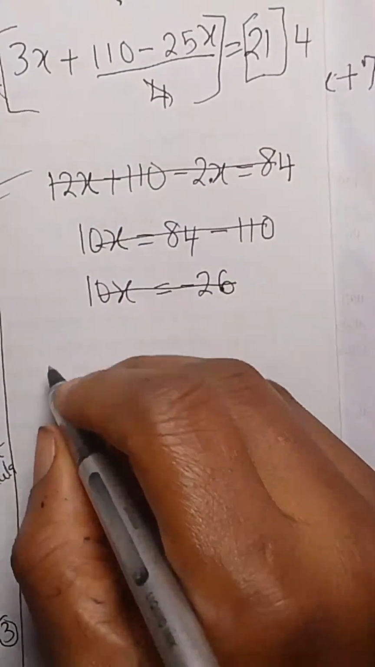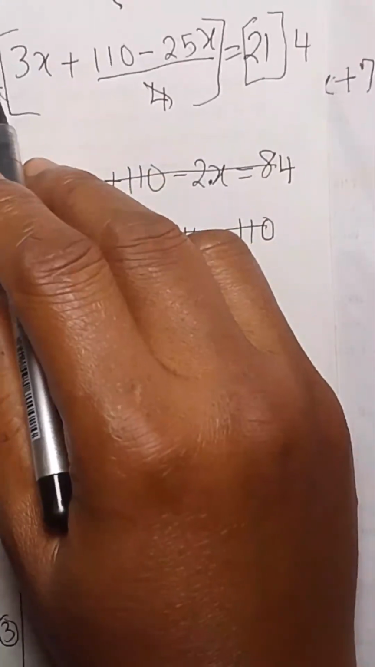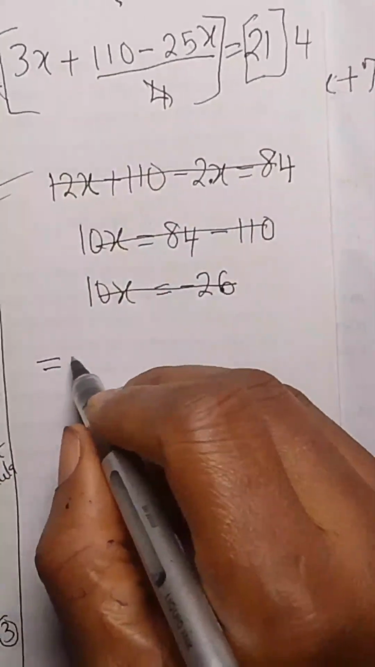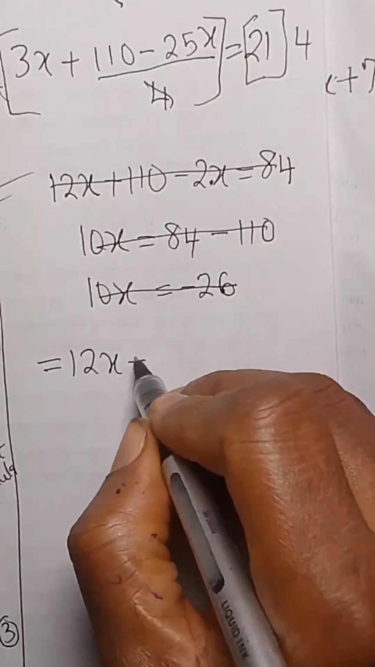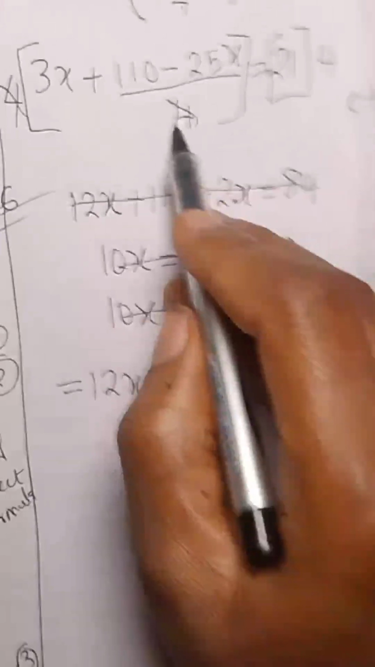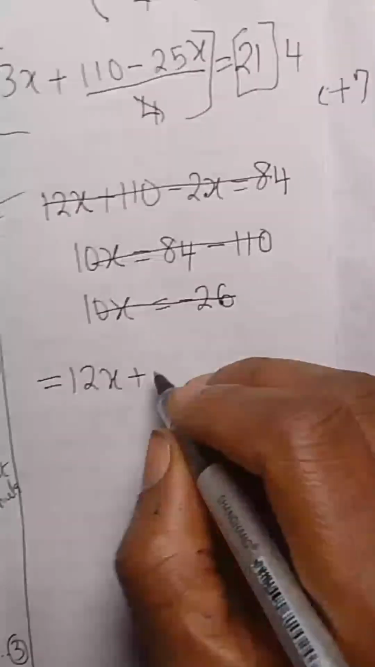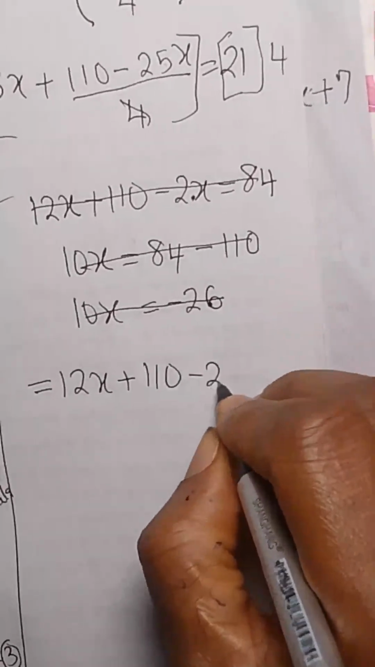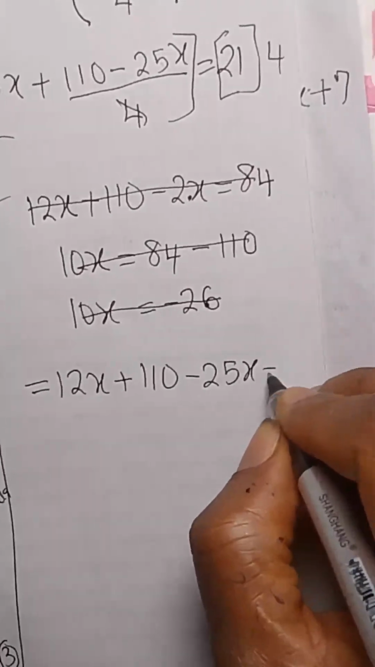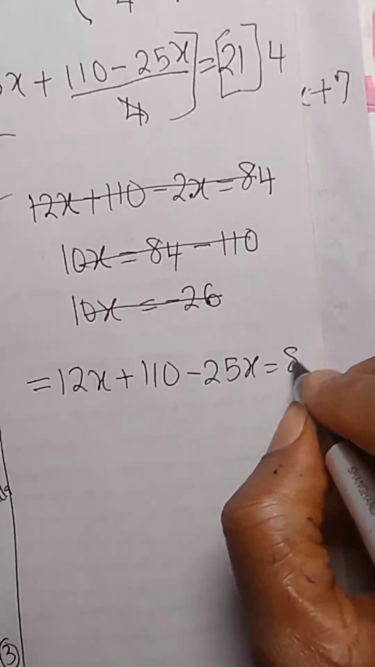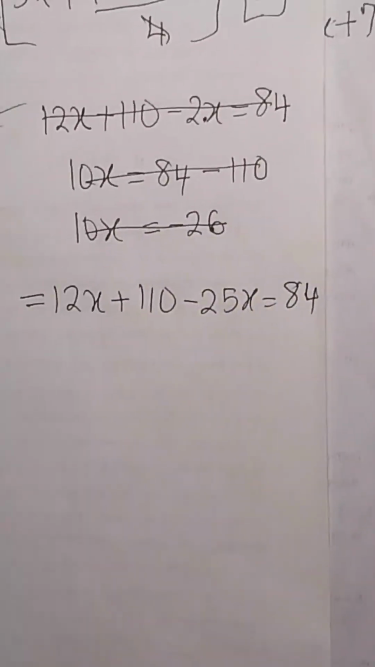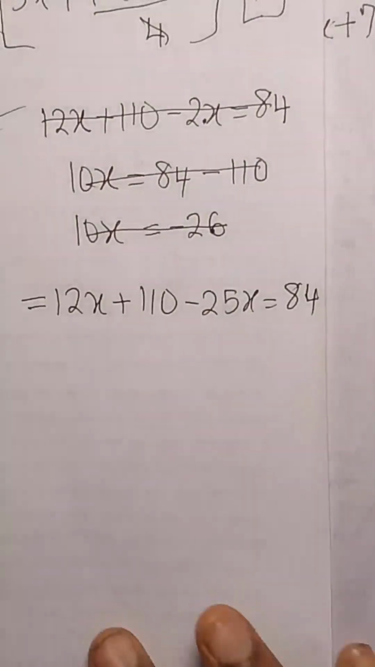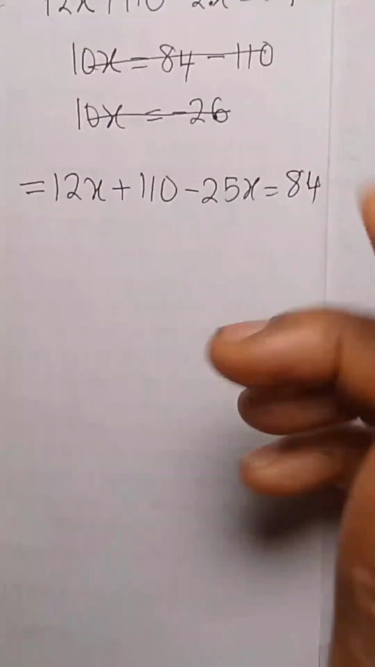All right. So from here, 4 multiplied by this will give us 12x plus. This will cancel here, and we have 110 minus 25x is equals to 21 times 4 is 84. All right. Sorry for the mistake.